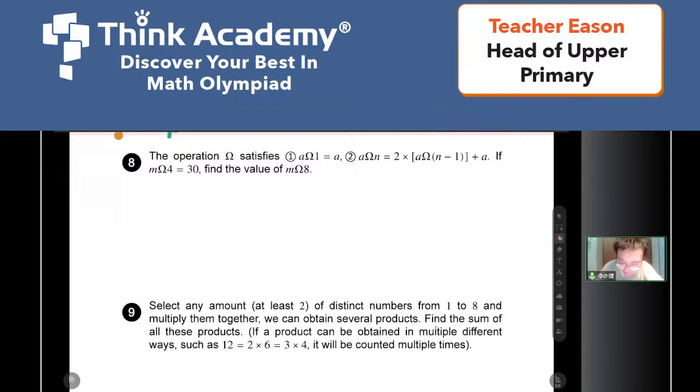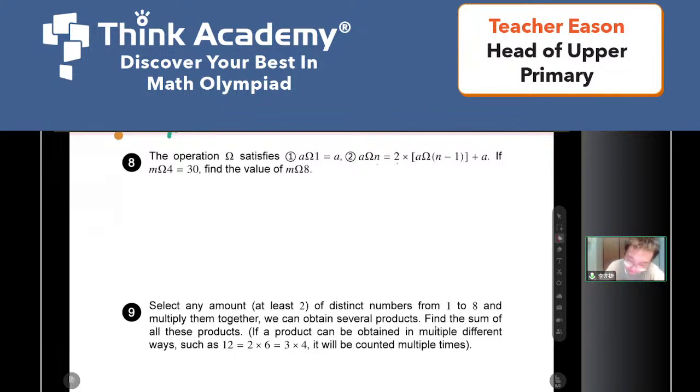So the a omega n can be calculated from a omega n minus 1, which means we can use the m omega 4 to get m omega 5, m omega 6, m omega 7, and m omega 8. Also, we can use the m omega 4 to trace back for m omega 3, m omega 2, m omega 1, right? So the basic logic is that first we get the value of m.